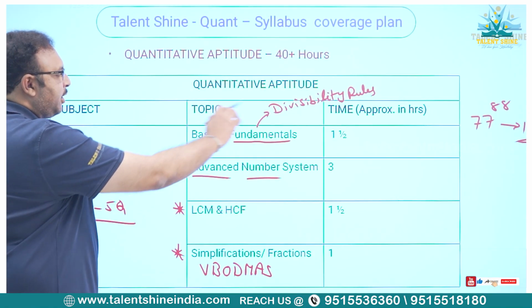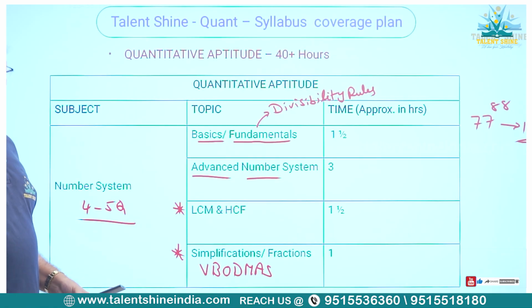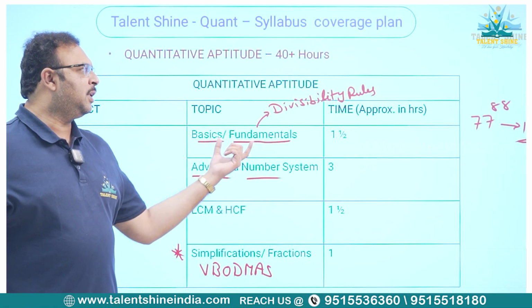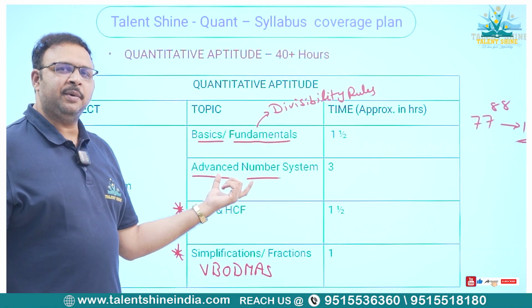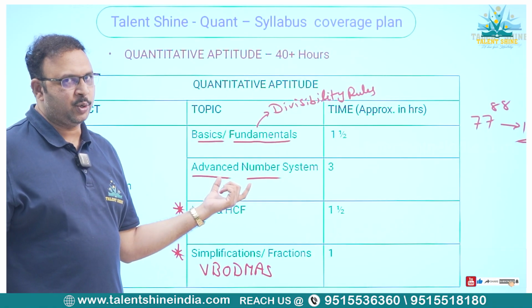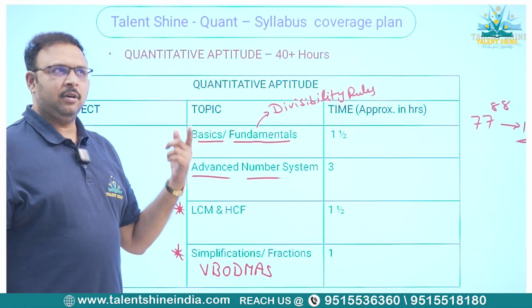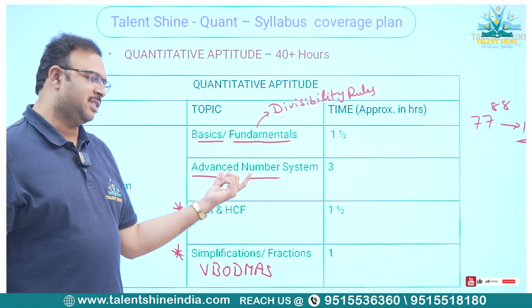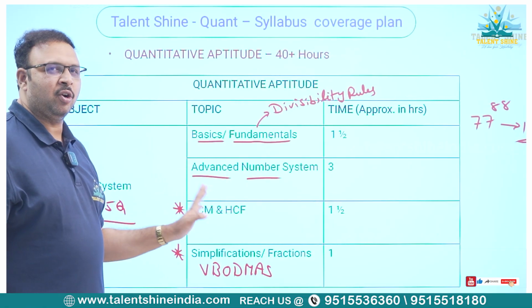I hope you got the idea regarding the complete number system topics. What are the topics you need to prepare? Once again, I'll repeat. In basic fundamentals, you must concentrate on divisibility rules. In advanced number system, you need to concentrate on the trailing zeros concept, units place, factors concept, remainders concept, successive division, LCM and HCF. It's very important. You must be thorough with every concept.